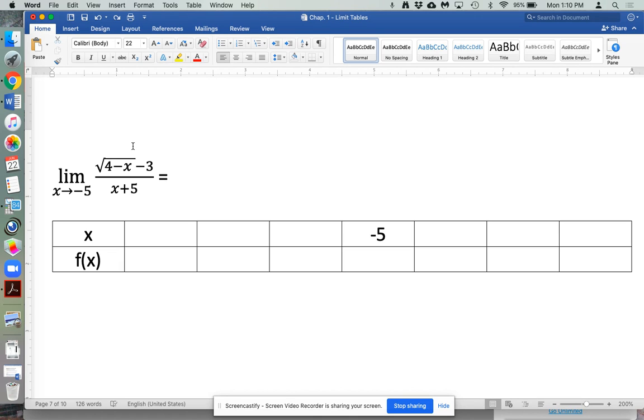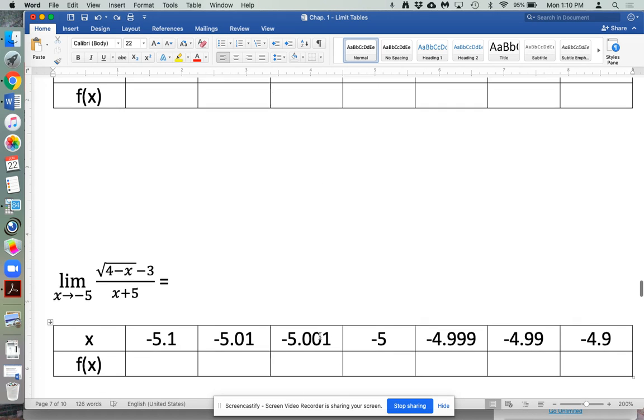So here's what we do. I want to find the limit as x gets close to -5. I know that if I actually plug -5 into this function, I get 0 divided by 0, something that just doesn't work. That doesn't give me a number. So I'm going to try and pick out some x coordinates that are close to -5, some that are smaller than -5, and some that are bigger than -5. And I want to see if the y values approach the same thing above -5 and below -5.